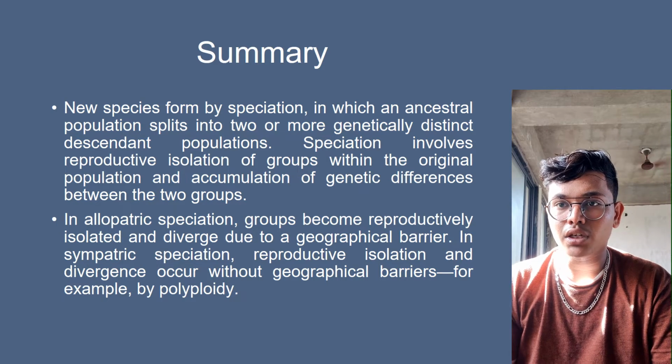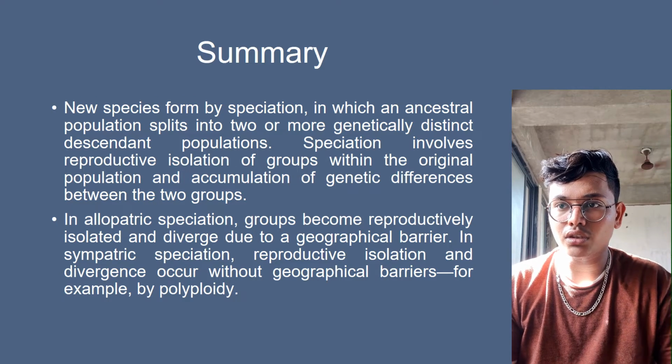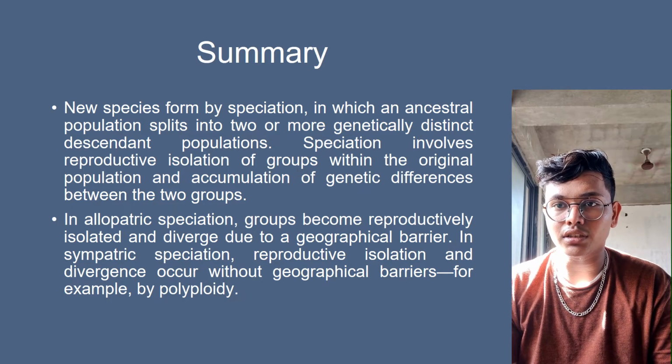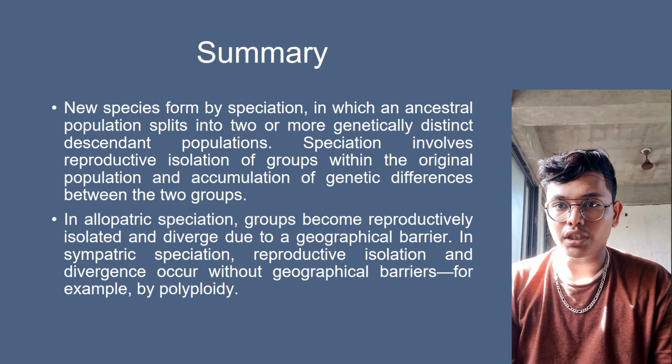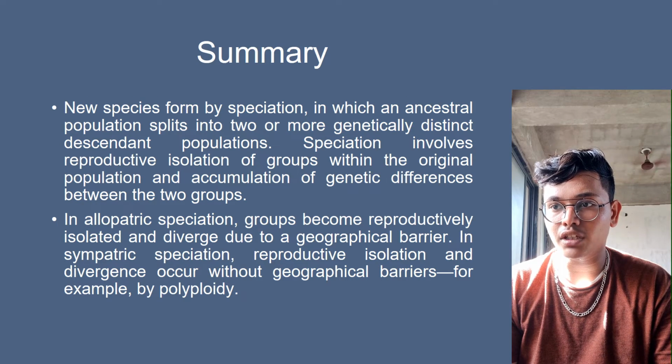Speciation involves reproductive isolation of groups within the original population and accumulation of genetic differences between the two groups. In allopatric speciation, groups become reproductively isolated and diverge due to a geographical barrier. In sympatric speciation, reproductive isolation and divergence occur without geographical barriers, for example by polyploidy.